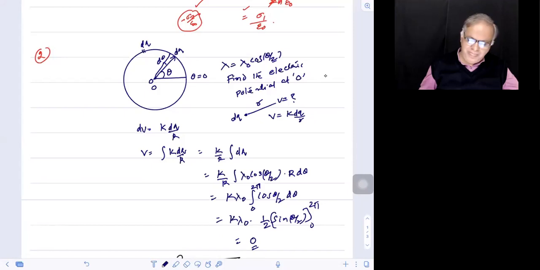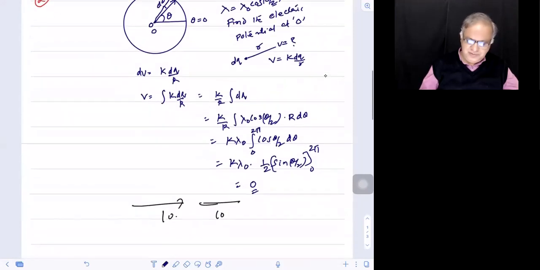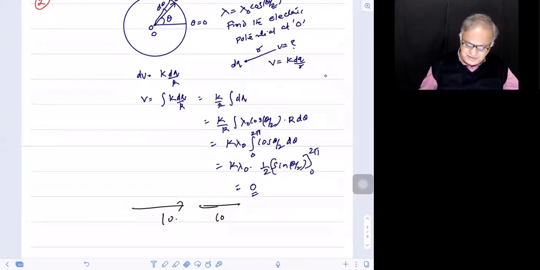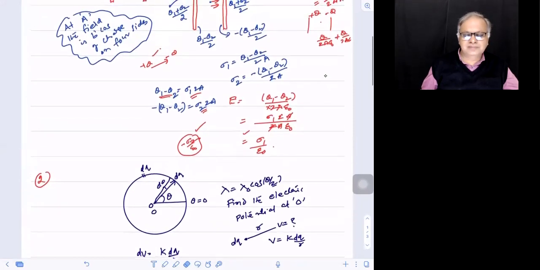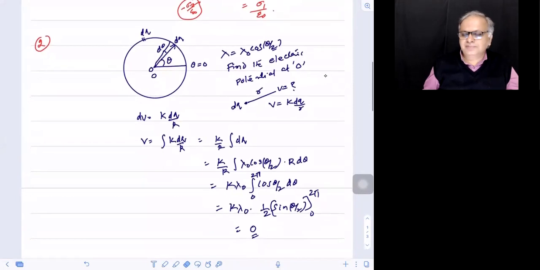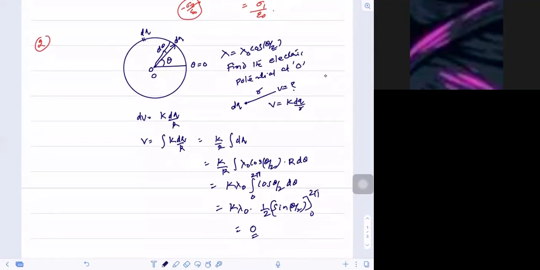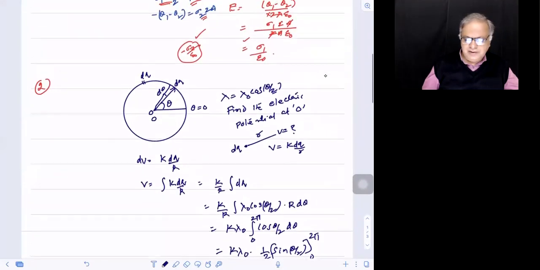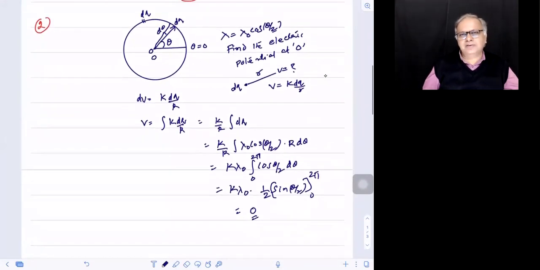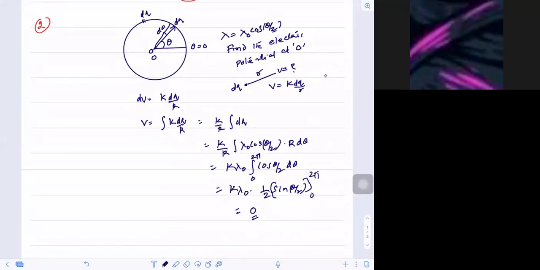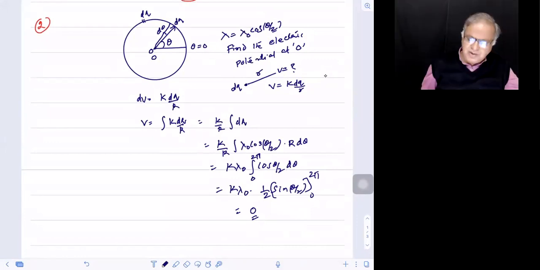Aryan, why are you not willing to risk? Shall I go to the next one? Is it 0 or not, children? Substitute: sine 2 pi by 2, how much? Sine 180, which is sine 0. So is it 0 or not? Yes. So can I continue?